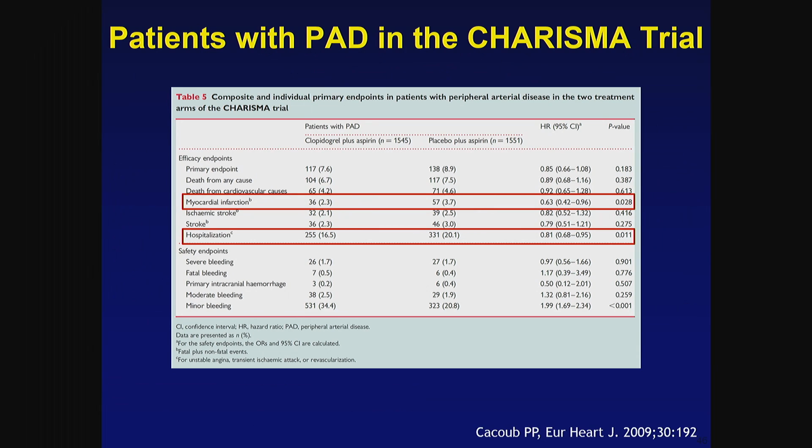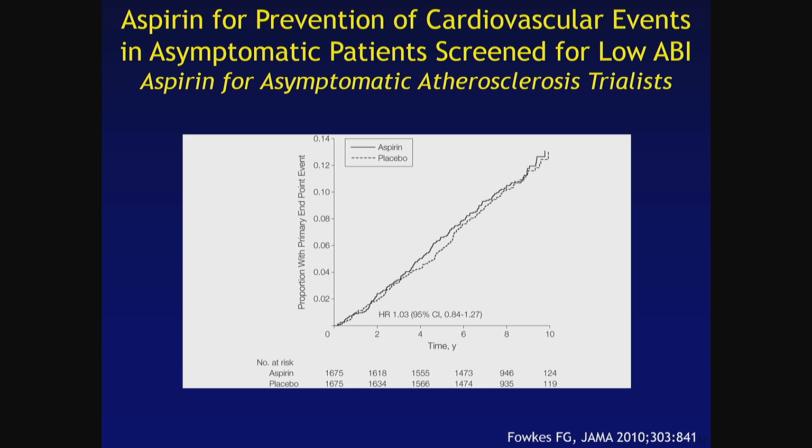However, in subsequent post hoc analysis looking at patients with peripheral artery disease, there was a signal that dual antiplatelet therapy did play a role in reducing the risk of myocardial infarction and hospitalization for treatment of vascular events. Nevertheless, overall, this study put an end to the, at that time, common practice of using dual antiplatelet therapy in patients with symptomatic or asymptomatic peripheral artery disease.